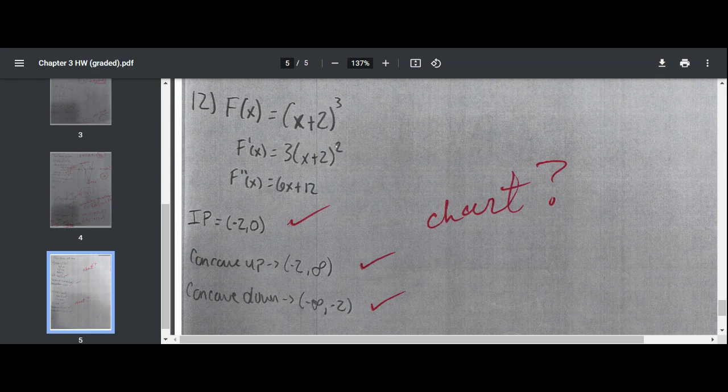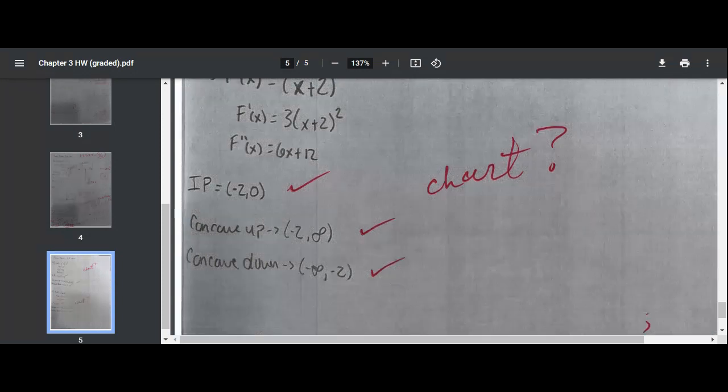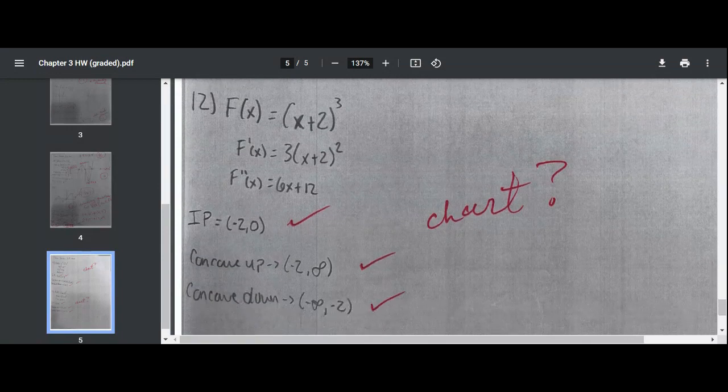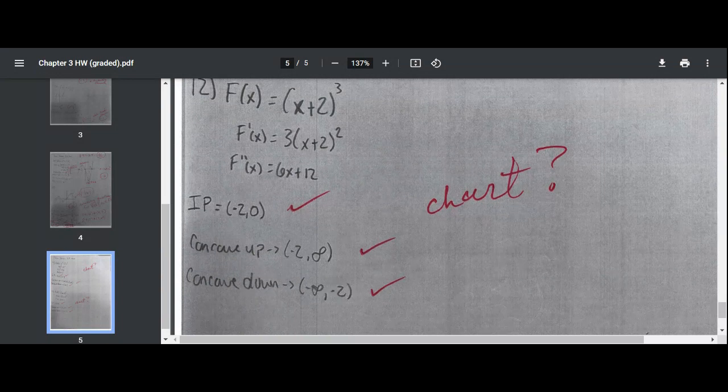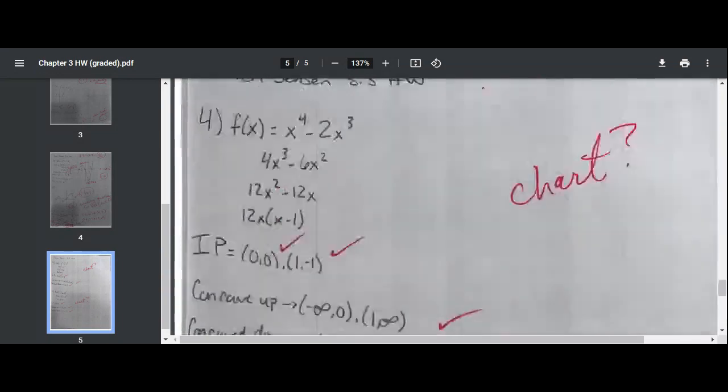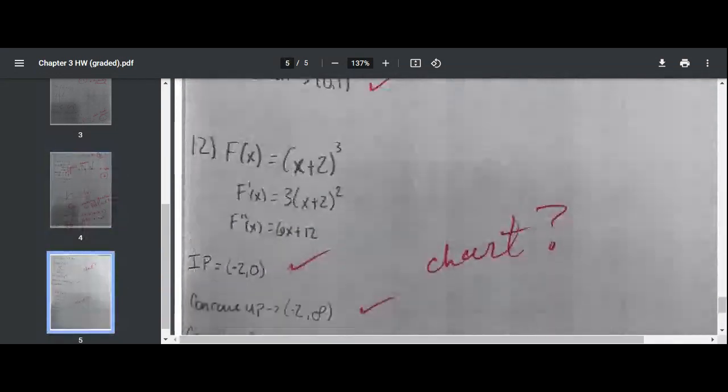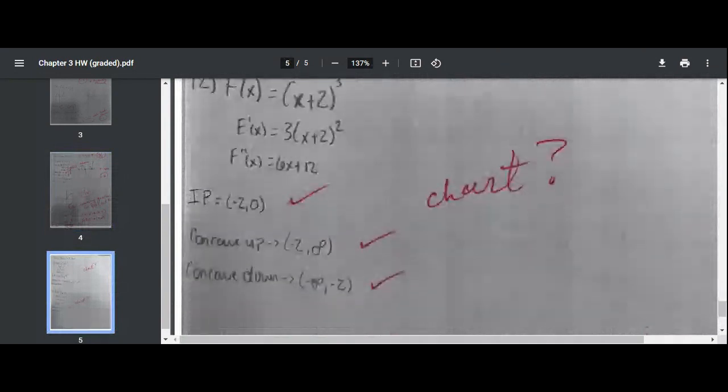F prime is split up and it talks about increasing, decreasing, and f double prime is split up and it talks about concave up or concave down. But anyway, it would help you graph it if you have to graph it. Concavity helps you graph it, yes.